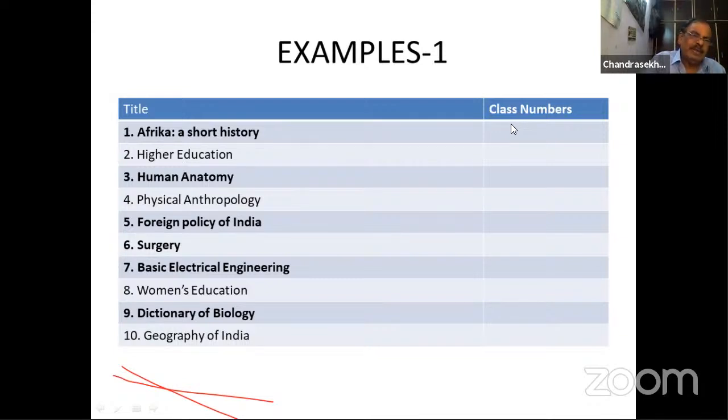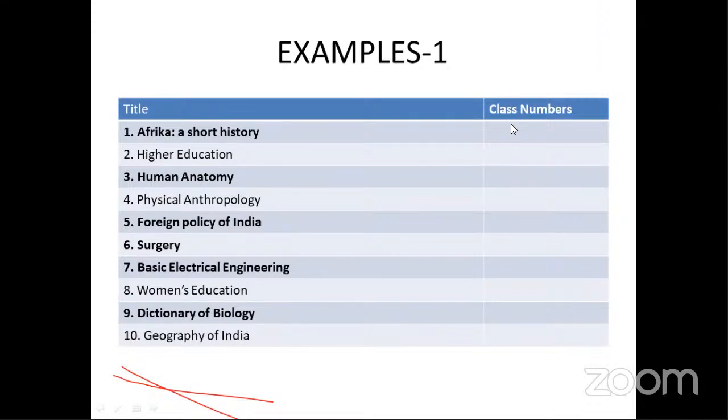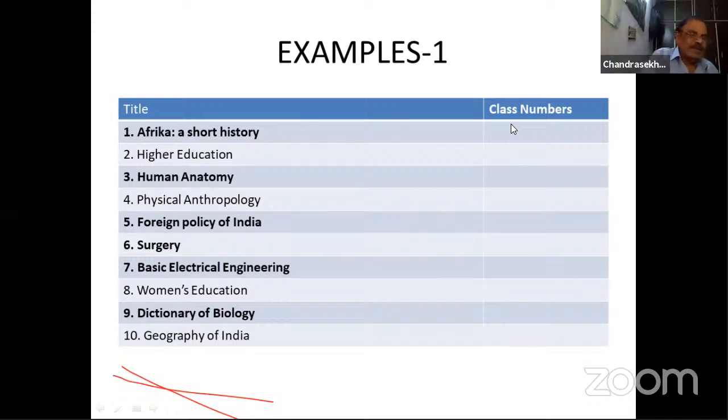So then you go to the relative index in the exam. 621.3 is what they have given in the relative index. Can you see that one? 621.3. I pointed it out with my finger there, but I don't know whether you can see it or not.